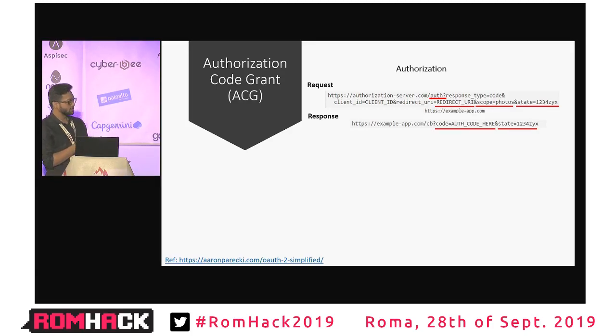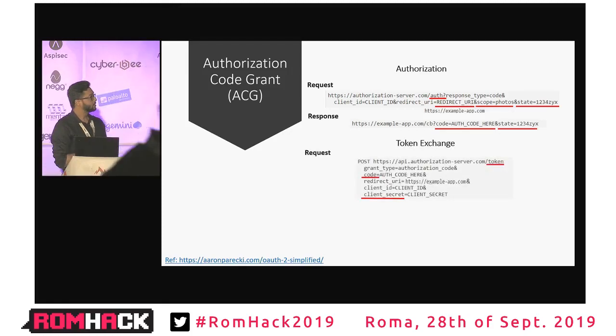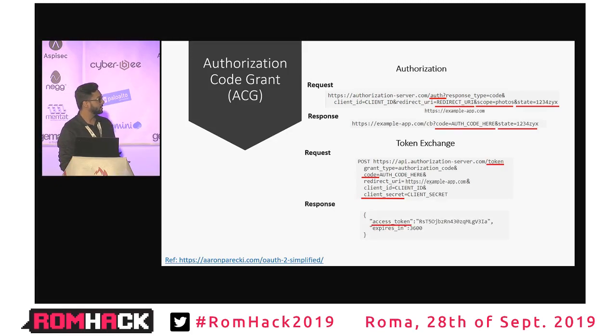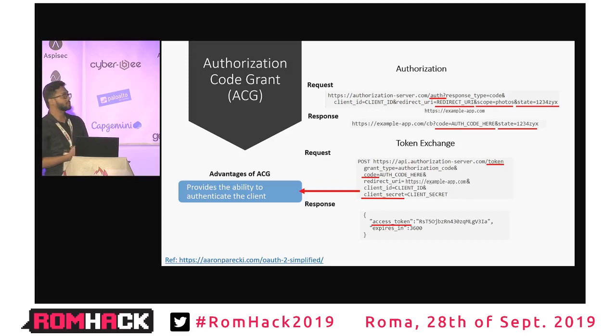And in the response to this authorization request, an auth code is generated and sent back at the client redirect URI in the response. The token exchange request looks something like this. You'll have the auth code and the client credentials in this request, and you get back an access token as a response. Now, the advantages of using auth code grant are that it provides the ability to authenticate the client using the client secrets.